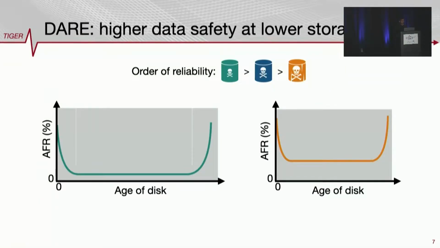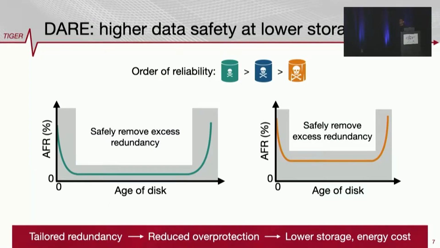So the concept of disk adaptive redundancy is to differentiate between the different bathtub curves of the differently reliable disks and remove excess redundancy in a safe manner, and therefore reduce the overprotection that usually happens, which leads to lower storage costs and lower energy costs. Okay? All of this is done while being extremely safe that no data ever misses the target reliability that is required.